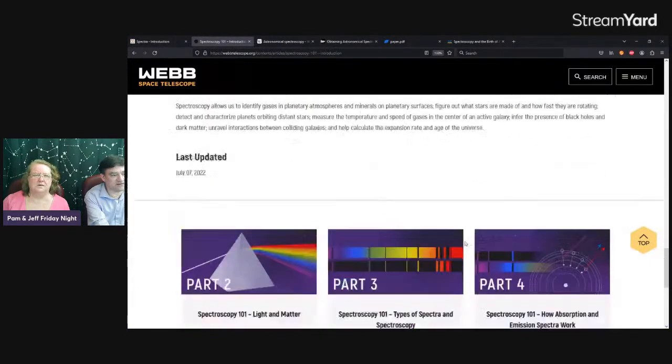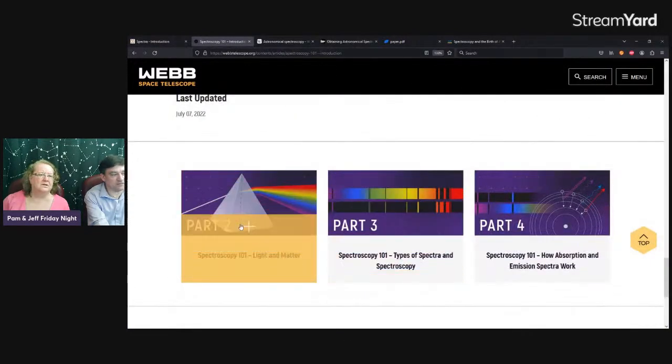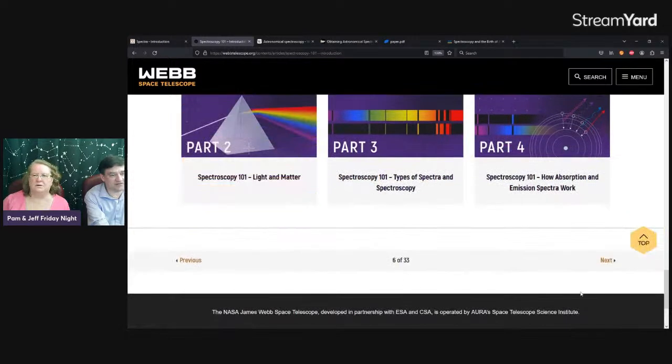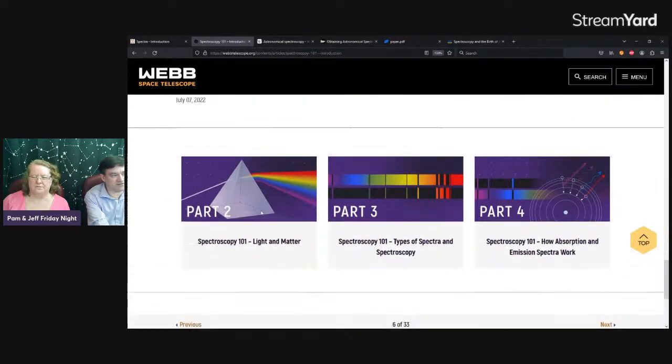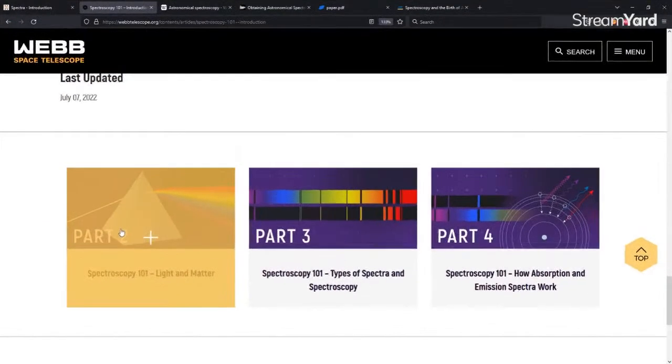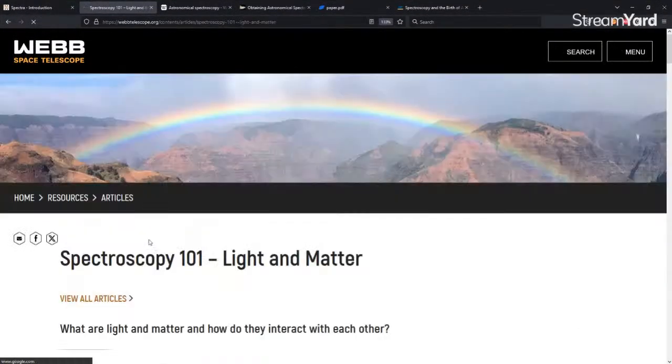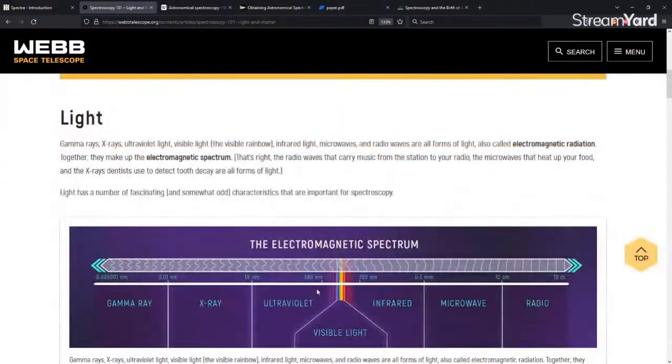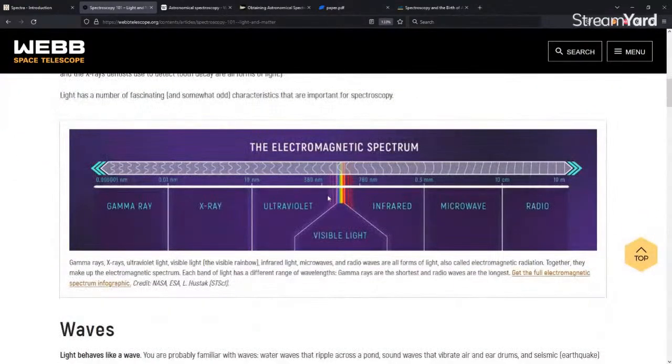Now if you notice, there are lots of these things in here. In fact, there's a next here that will just take you to there. But here's part 2. That looks like a wonderful article. It is this Webb space, and it shows you the electromagnetic spectrum, visible light is right here. That makes perfect sense for Webb, because that's what they've been focused on, that infrared over here.